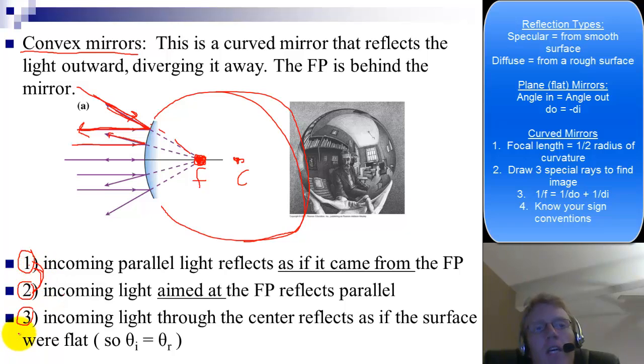And number 3, if you come in through the center, you reflect as if the surface was flat. This is the same as the other number 3. If you come in right in the middle, you're going to come out with the angle in equal to the angle out, because here at this local spot, it seems like it's flat. So using the 3 special rays, you can locate the image whether it's a convex or a concave mirror.